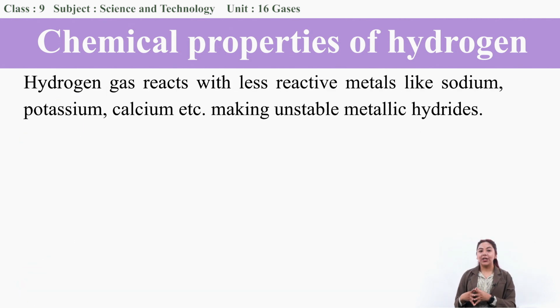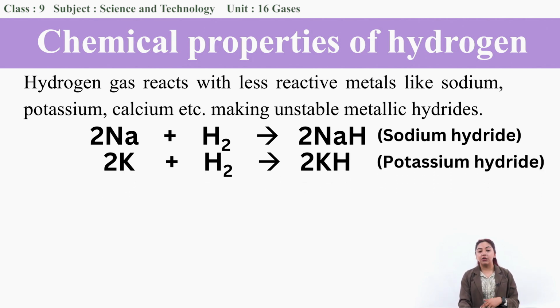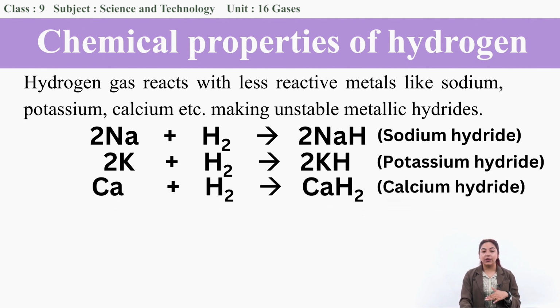Now another chemical property is hydrogen gas reacts with less reactive metals like sodium, potassium, calcium, and it gives us unstable metallic hydrides. So sodium reacts with hydrogen, or hydrogen reacts with sodium, to give us sodium hydride. Similarly, hydrogen reacts with potassium to give us potassium hydride, and hydrogen also reacts with calcium to give calcium hydride.